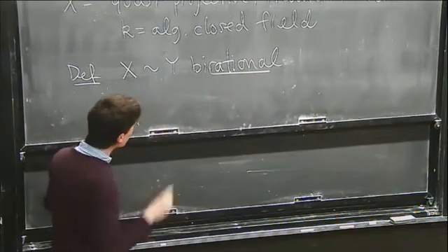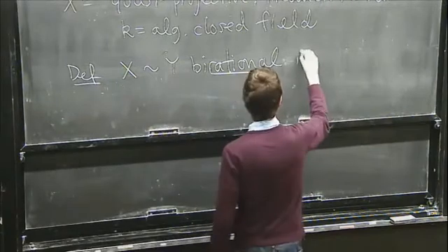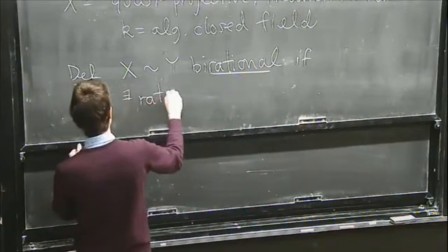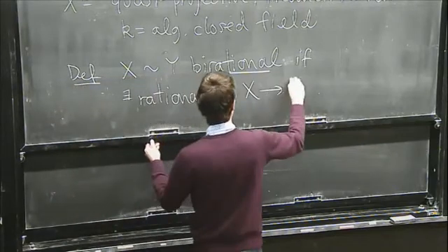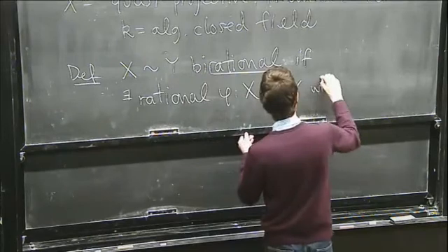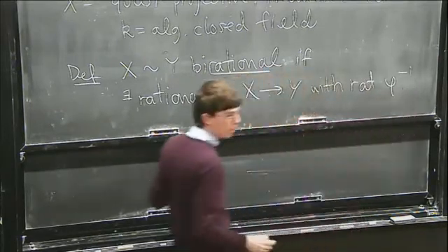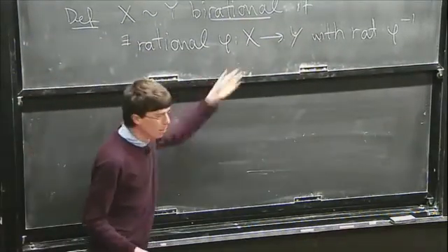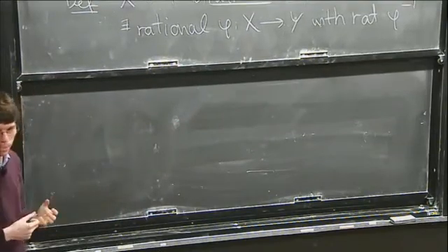And then there's a couple of different ways of saying this. So one would be to say that there's a rational map with a rational inverse. Right, this is the usual definition. So this rational map, it's not necessarily defined everywhere, but it's defined on some open set, and then you ask that there's an inverse map which is also rational.